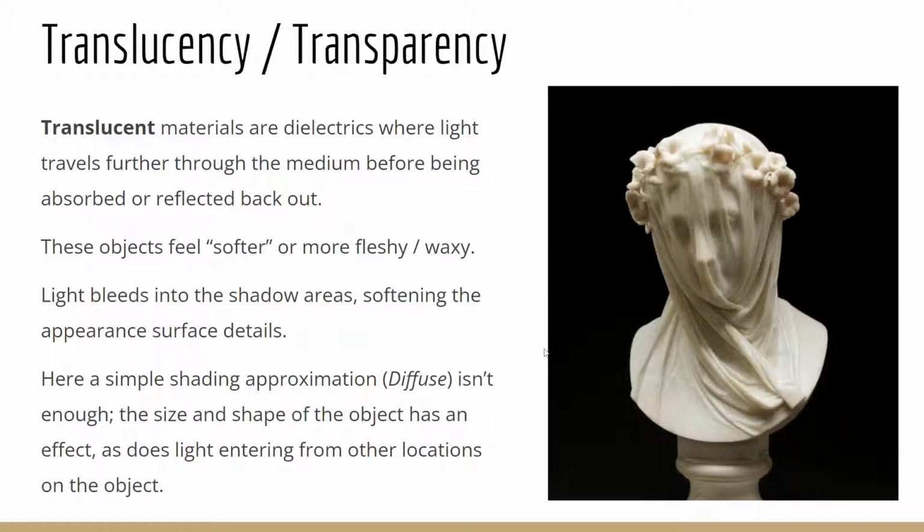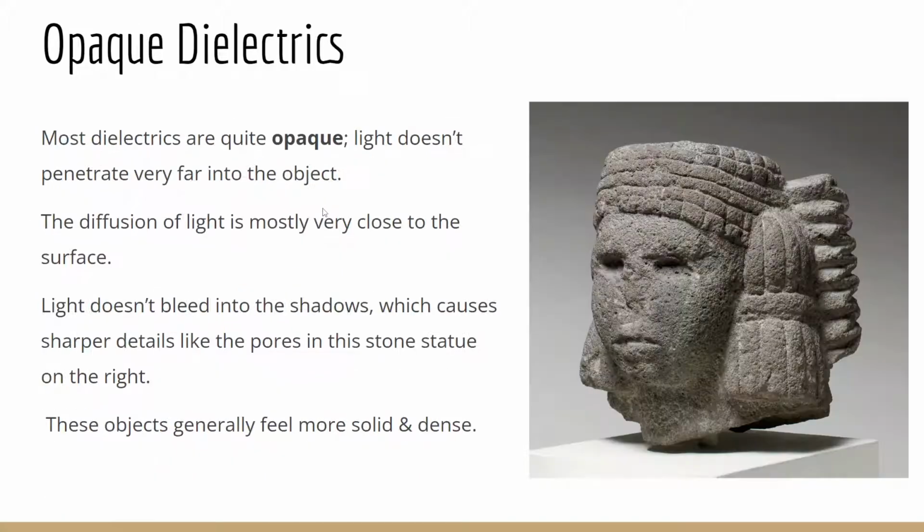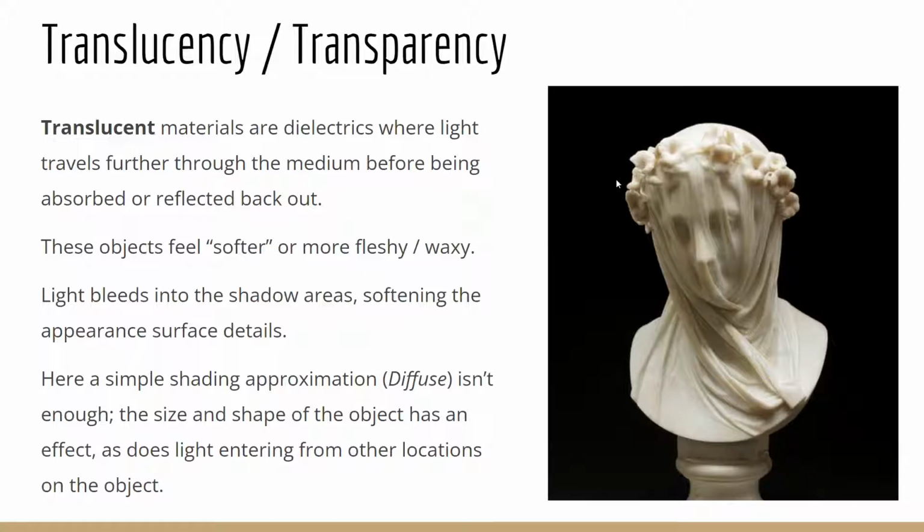Moving to the next category of dielectrics, we have translucent or transparent dielectrics. So translucent materials are dielectrics where light travels further through the medium before it's absorbed or reflected back out. Compared to the stone, where light doesn't go very far in before it scatters and reflects back out or is fully absorbed, in translucent objects light's allowed to go through deeper. So these objects tend to feel softer or more fleshy or waxy. If you ever look at something and it feels kind of soft or fleshy or maybe like a wax, then it tends to be a little bit more translucent.